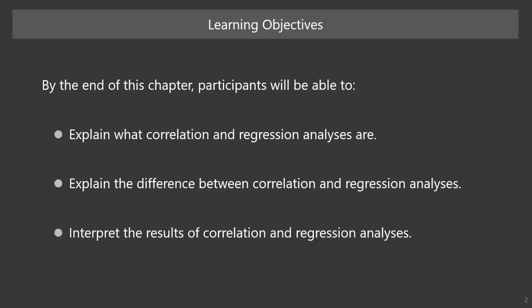By the end of this chapter, you will be able to explain what correlation and regression analysis are, including their benefits and limitations. Explain the difference between correlation and regression analysis. Interpret the results of correlation and regression analysis.